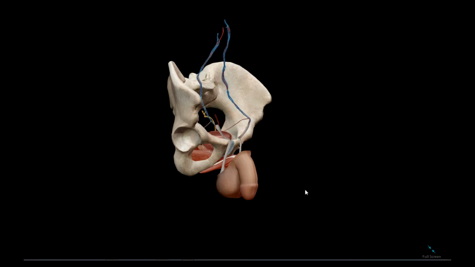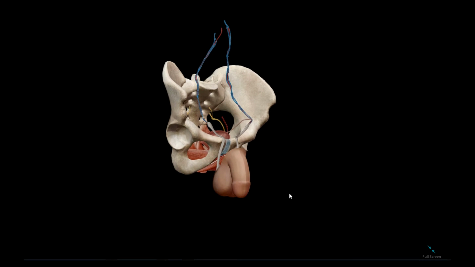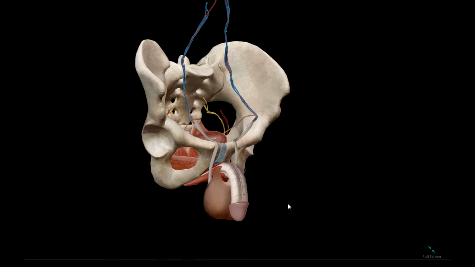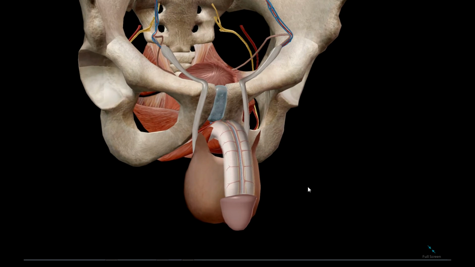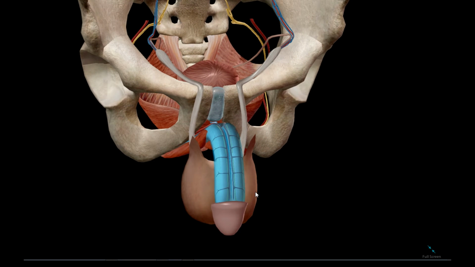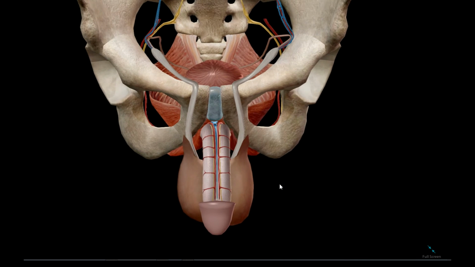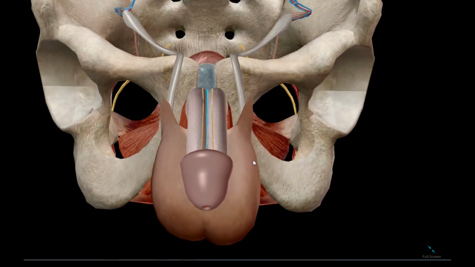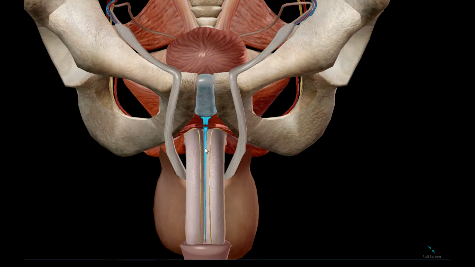Next, we examine the features of the male perineum, including external genitalia. We start with the penis, and dissecting in, find this layer here of fascia called Buck's fascia, or the deep fascia. The artery seen here is the dorsal artery of the penis. We have the vein, a single vein in the midline, called the deep dorsal vein.